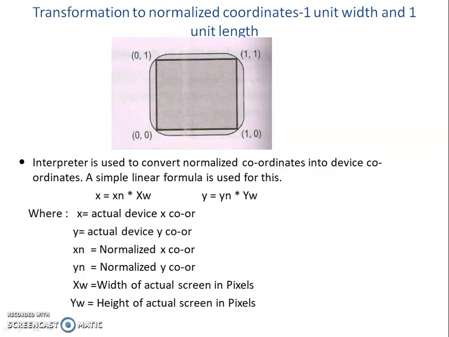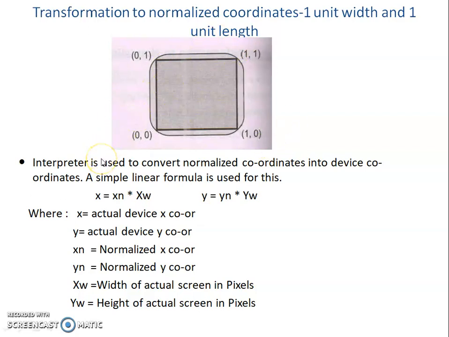Here we can see normalized device coordinates of 1 unit width and 1 unit length. It is represented as 0, 0 at the origin; the point with x coordinate 1 and y coordinate 0; the point with x coordinate 0 and y coordinate 1; and then 1, 1. There is 1 unit length and 1 unit width.